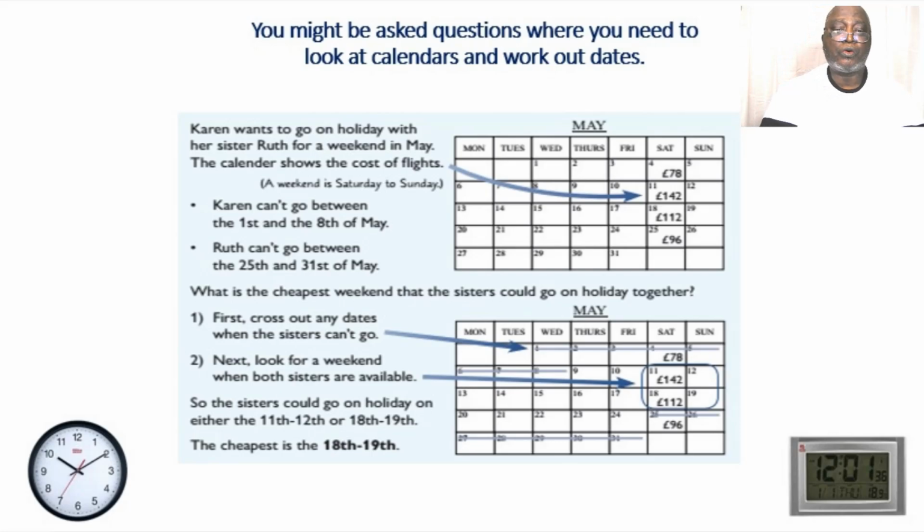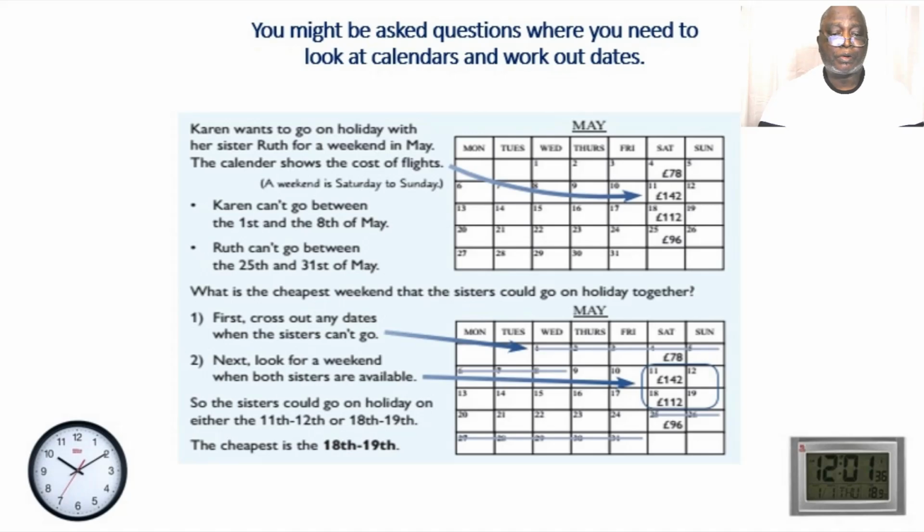Now, Karen wants to go on a holiday with her sister Ruth for a weekend in May, but they only have particular days they are free, or particular weeks they are free. Karen cannot go between the 1st and the 8th of May, and Ruth can't go between the 25th and the 31st of May. So, how do we find out when they can go? You need to study the calendar. And they also need to find the cheapest holiday package they can get.